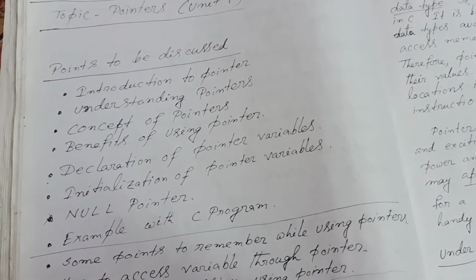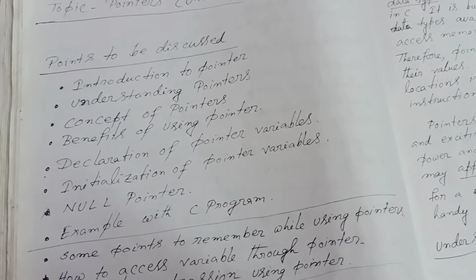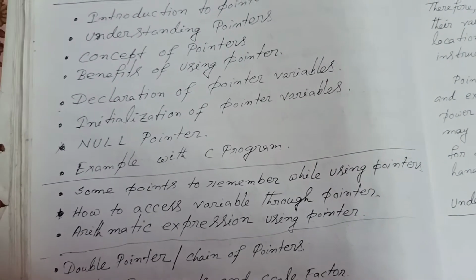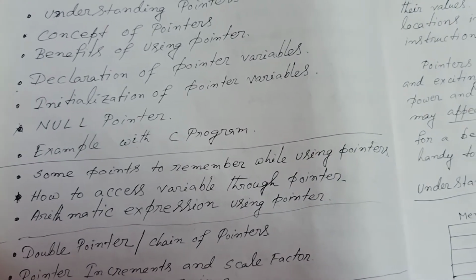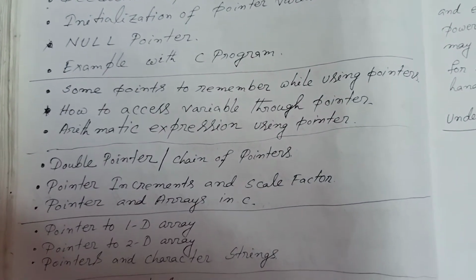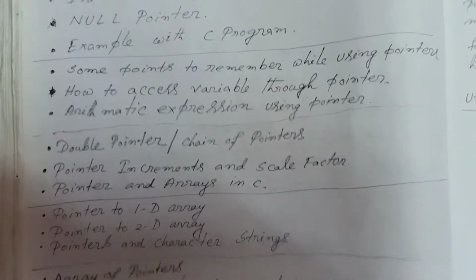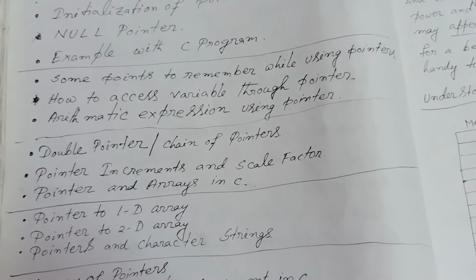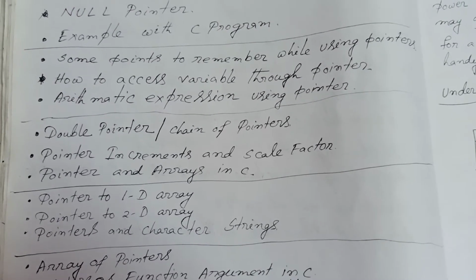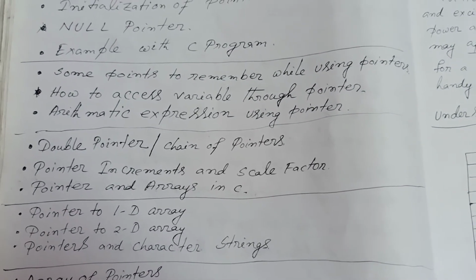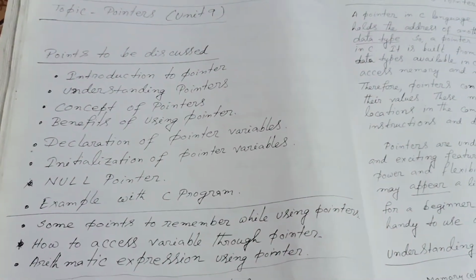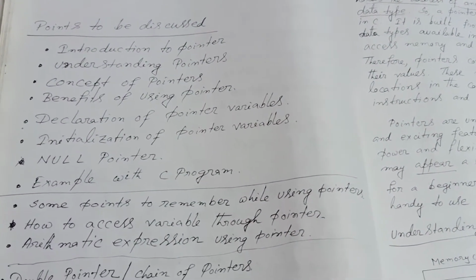How we access pointers, its introduction, benefits, what is a null pointer, examples of pointers, some points to be remembered about pointers, how to access variables through pointers, double pointers, pointer increment, pointers and arrays, and pointers to one dimensional and two dimensional arrays are also discussed, and pointers and character strings are discussed too. So these are the main points we have discussed so far.